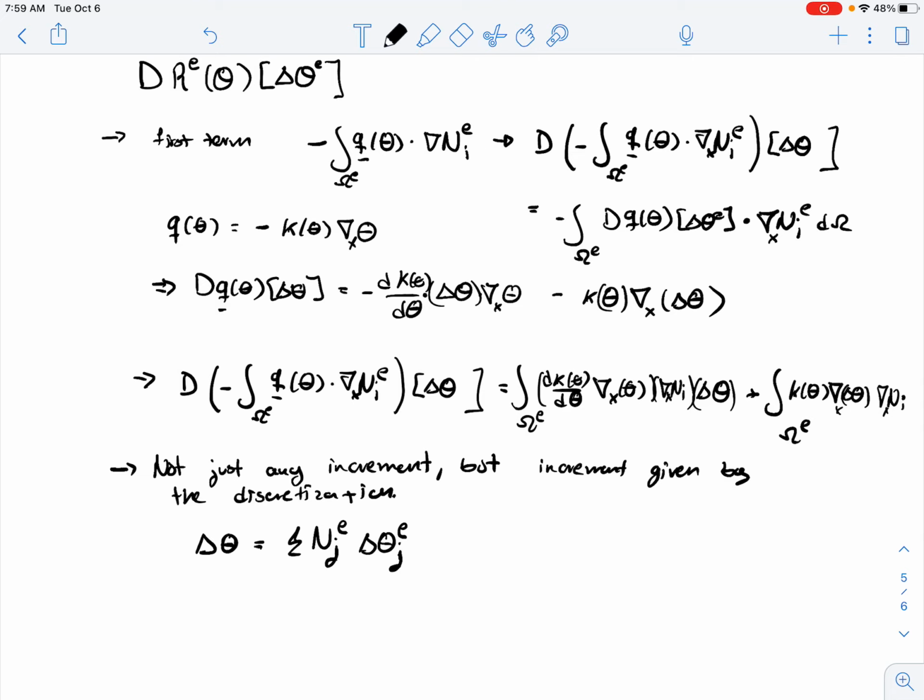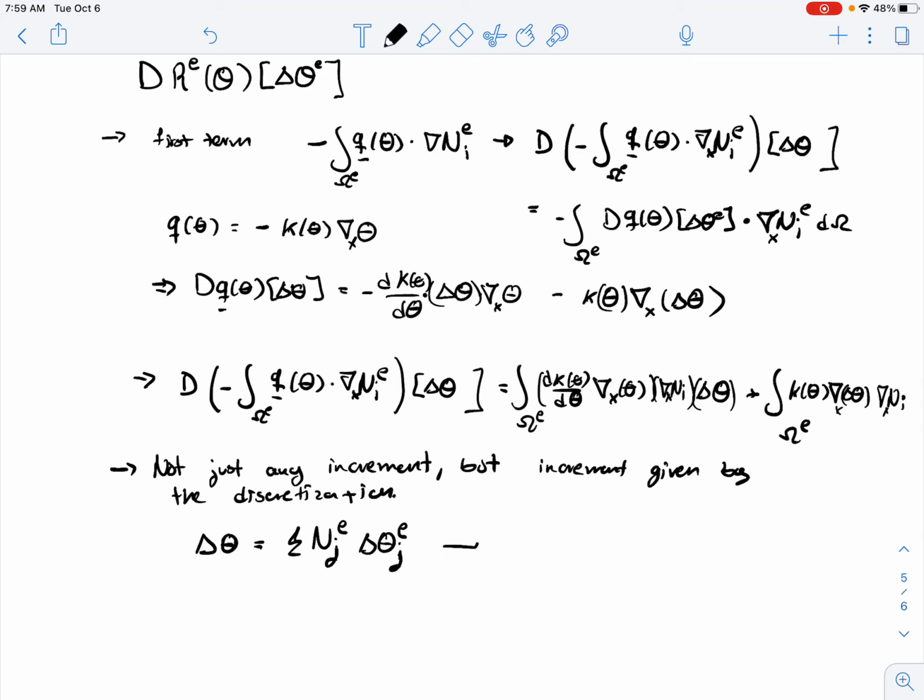And yeah, okay. So I'm going to use j because I'm already using i for my residual, right? Like the ith component of the residual is right here. And now I'm linearizing with respect to an increment, so I'm going to introduce the discretization of the increment as N_j. It's the same shape functions, I'm just using a different index. So now I want an increment that is specifically given by this form, right? So I want an increment discretized by these nodal values.